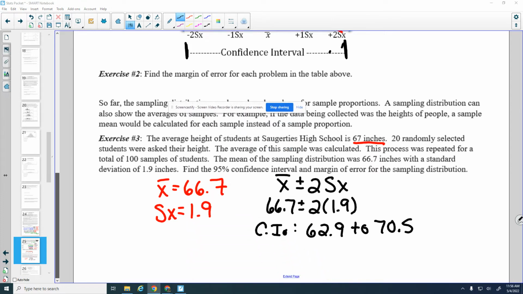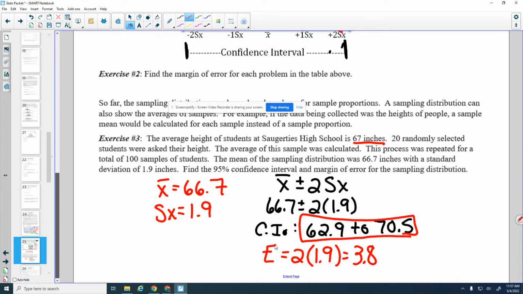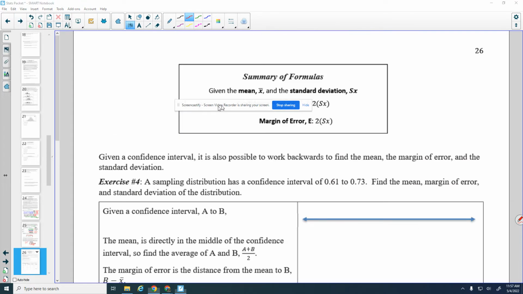Our margin of error is 2 times the standard deviation, so that's 2 times the 1.9. So from the center at 66.7, we're going out 3.8 in each direction. So these are our two answers, confidence interval and margin of error. On the next page, we're going to see how we can work from a confidence interval back to the other statistics.